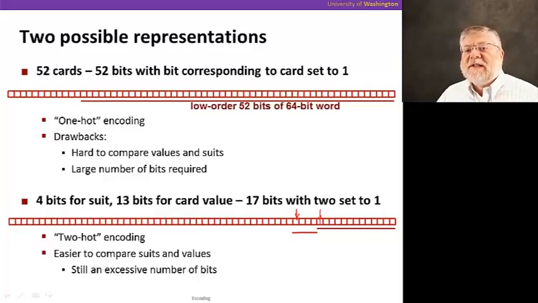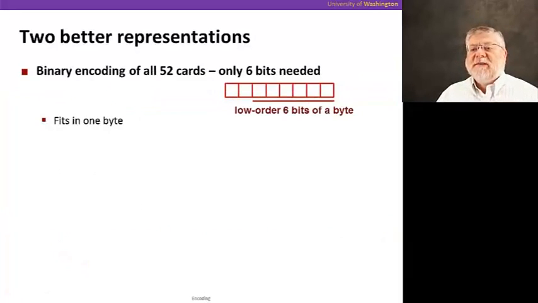Let's continue with this exercise and look at 2 possibly better representations. We could just do a binary encoding of all 52 cards. We only need 6 bits to represent 64 different numbers, so we can take care of 52 in just 6 bits. That would allow us to fit a card into just a byte and use the low order 6 bits to do that. So that's kind of nice.